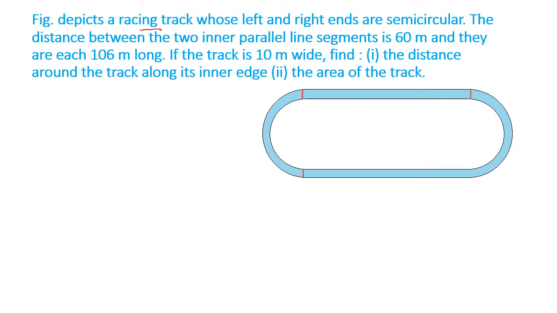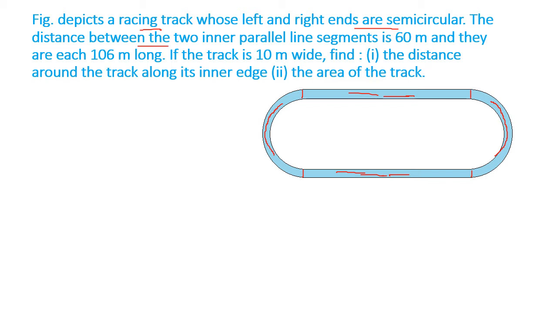The racing track is made up of two rectangles, these two rectangles, and two semicircles. So this is the racing track, right? Now let us see the measurement. The right and left hand is semicircular.